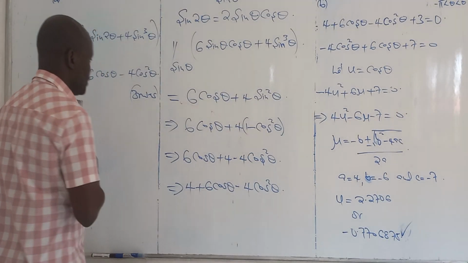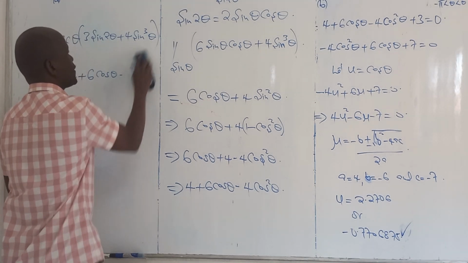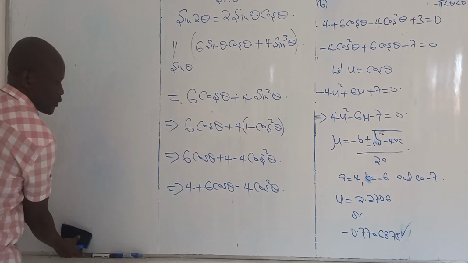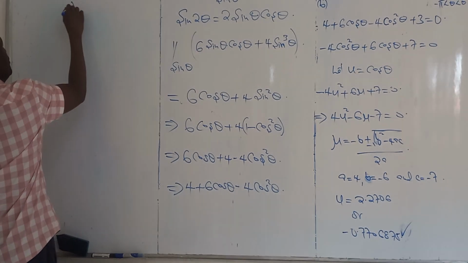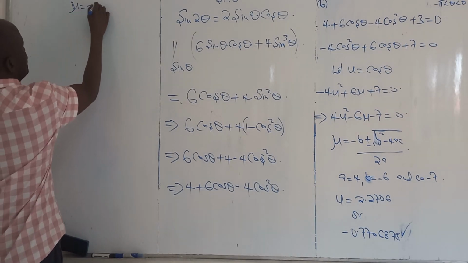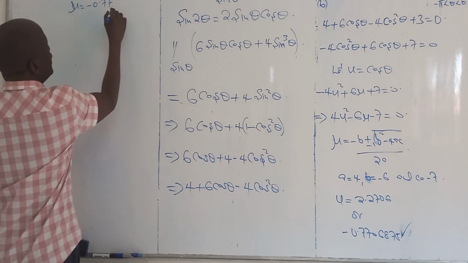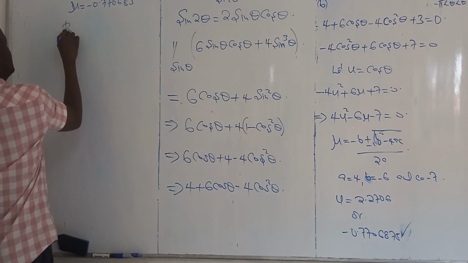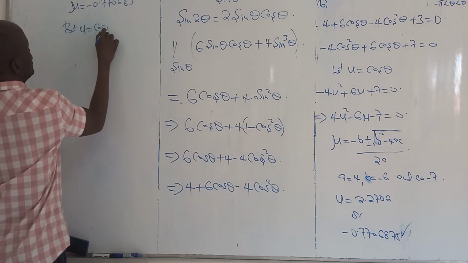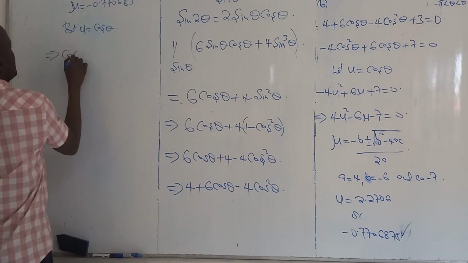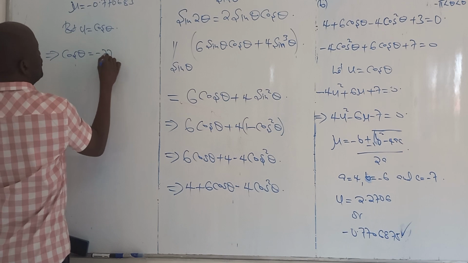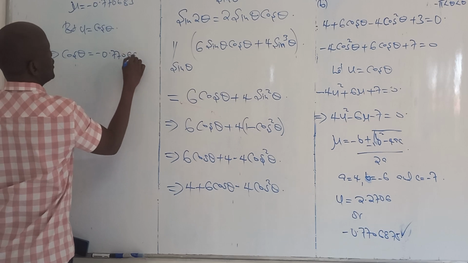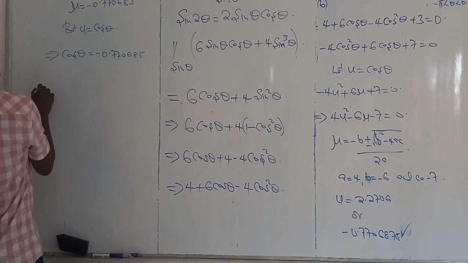Now, if that's the answer, then we are asked to get the value of theta, so we are not done yet. So theta, we work theta out as. So what we have is that u is equal to negative of 0.770685. That's u. But realize that u was equal to cos theta. So what we have here is that cos theta is equal to negative of 0.770685.